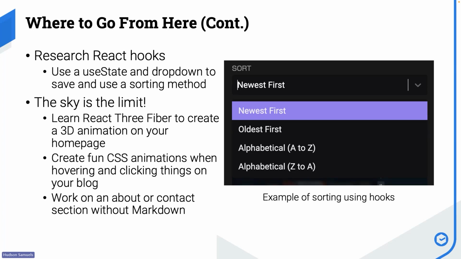So if you want to learn how to make 3D animations using React Three Fiber, if you want to create fun CSS animations, so if you hover over something, it does a little shine effect, if you want to work on an about section or something that doesn't use Markdown, just a completely separate page, there's a lot that you can do at this point. So highly, highly recommend. If you didn't complete the code here, just download the source code. Once it's provided, I'll be providing that in the UT Design Makerspace Discord, hopefully. And you'll be able to work from there to continue building that blog if you'd like.